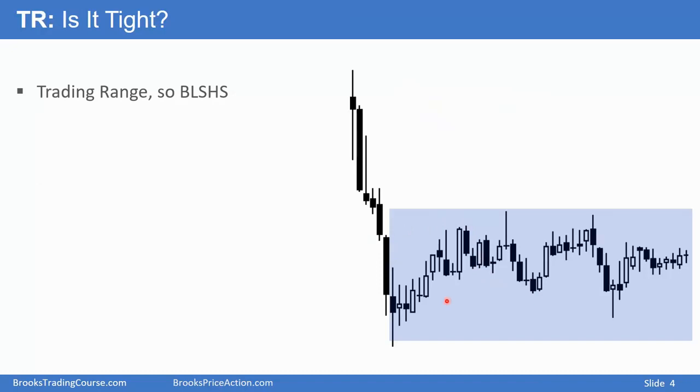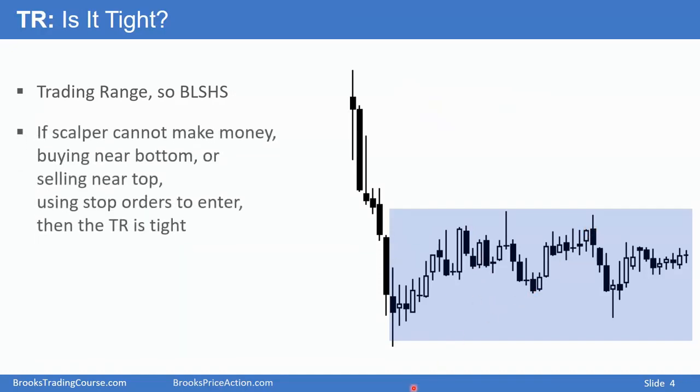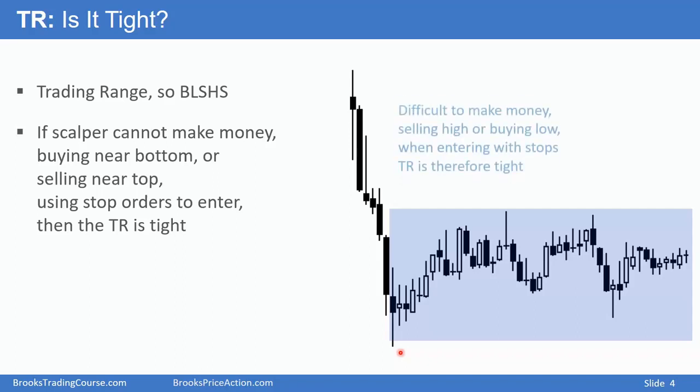In general, whenever you see a trading range, you should look to buy low, sell high, and scalp. If a scalper cannot make money buying low or selling high, using stop orders to enter, then the trading range is tight. If you sell here, you don't make money. You buy here, not enough room to make money. That is one way to determine if a trading range is tight. If you look at the chart and stop order traders are not making money, then the range is tight and it's better not to trade the market.